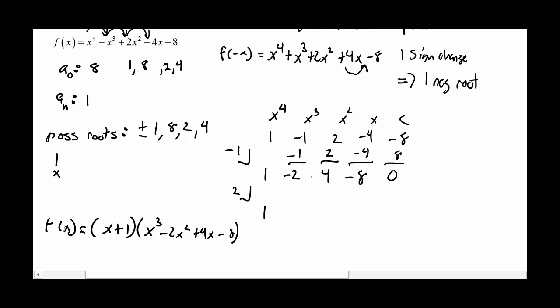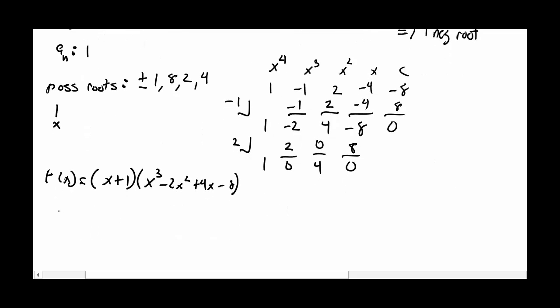All right, so drop that, multiply, we get 0, multiply, we get 4, multiply, we get, okay, look at that. We found another root. All right, so f of x equals x plus 1. All right, so the fact that 2 worked is, in factored form, it'd be x minus 2. And then that 0, 4 would now represent x squared plus 4.